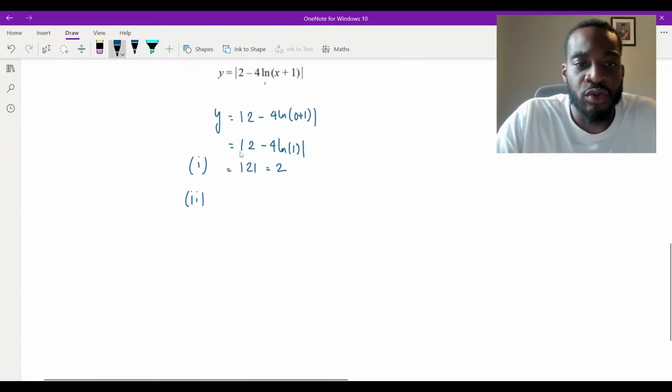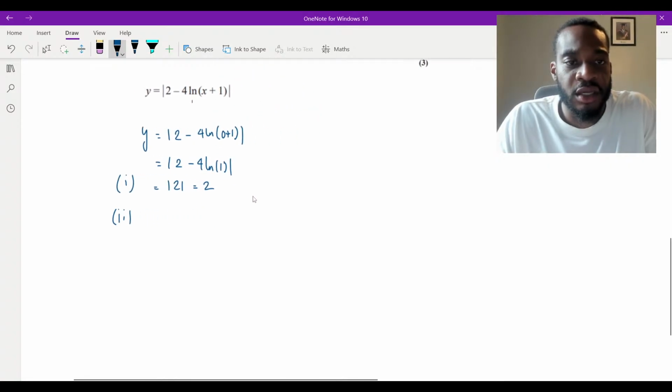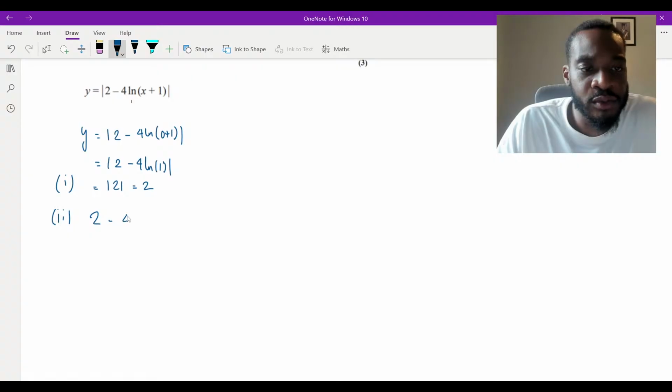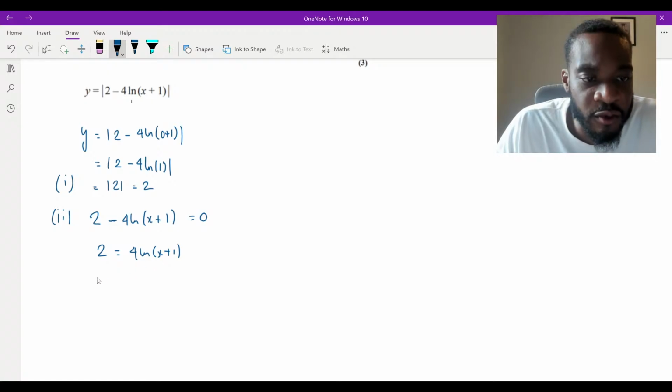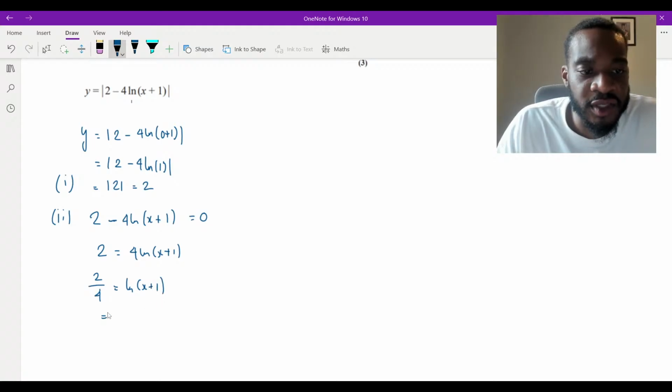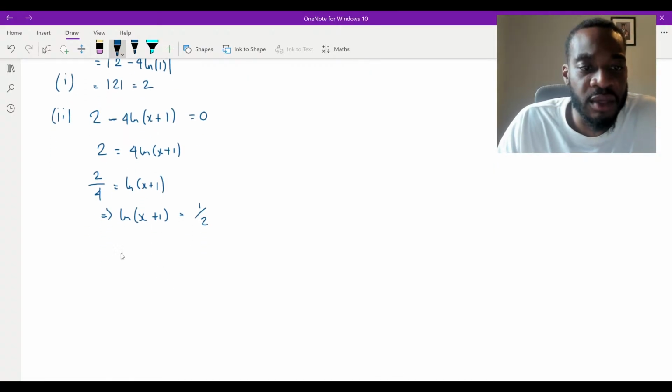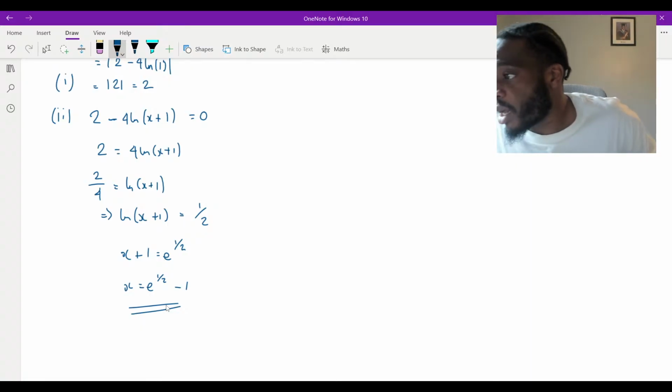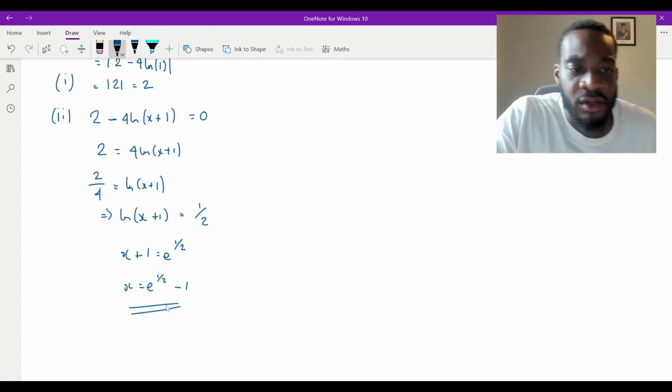So it's going to be 2 minus 4 ln of x plus 1 is equal to 0. And then solving that, 2 is equal to 4 ln of x plus 1. Divide by the 4. So 2 over 4 is equal to the ln of x plus 1, and that's a half. So ln of x plus 1 is equal to 1 half. To get rid of the ln, do the e's. So x plus 1 is equal to e to the half, and then x is equal to e to the half minus 1. And that is going to be the exact x coordinate of B.